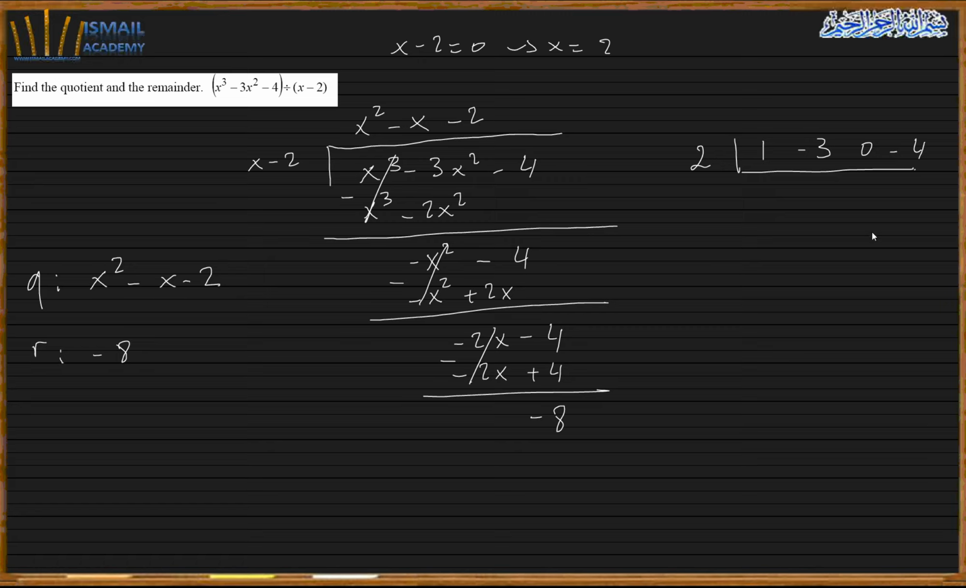And you have minus 4. So what I do here, I move this one down. So I got 1. 1 times 2 is 2. So I put 2 here. Then I add. So I got minus 1 times, so it's going to be minus 2. I add, I got minus 2. Times together minus 4. I add, I got minus 8.